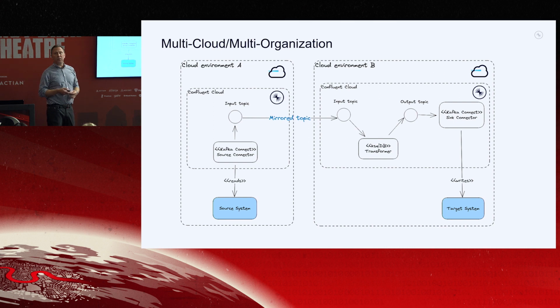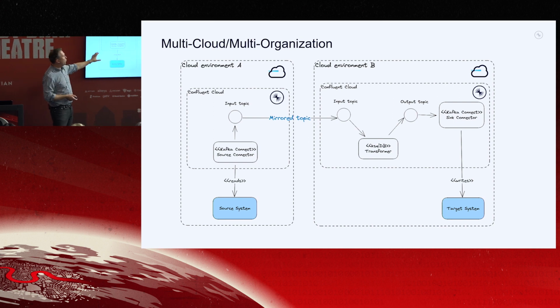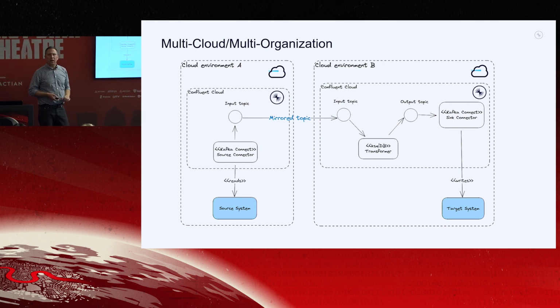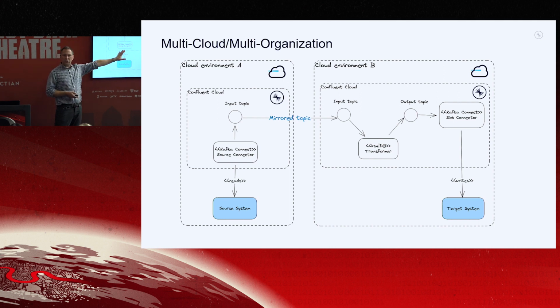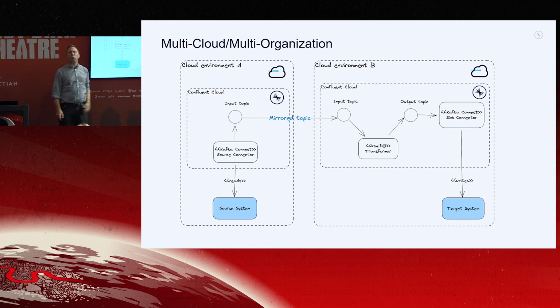In a multi-cloud or multi-environment organization, or a multi-organization environment, if we've got two different cloud environments, let's say that one is on Azure and one is on GCP, you set up two separate Confluent Cloud deployments. We set up a source connector to read from the source system in your source environment, write it into an input topic, have the processing done in the target environment, and have some sort of replication between those two environment types.